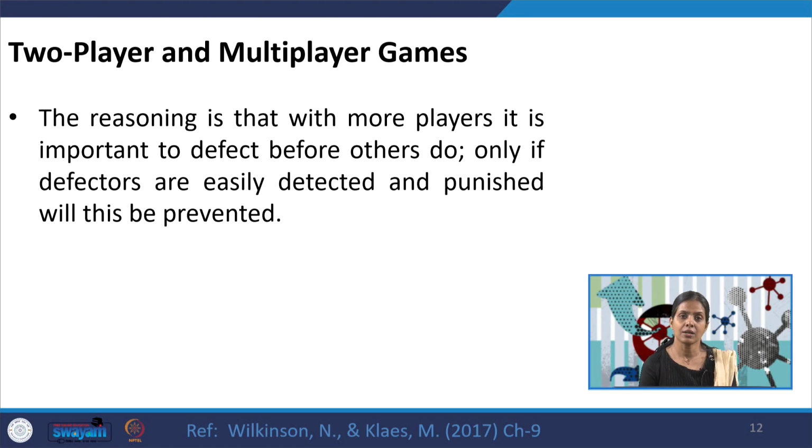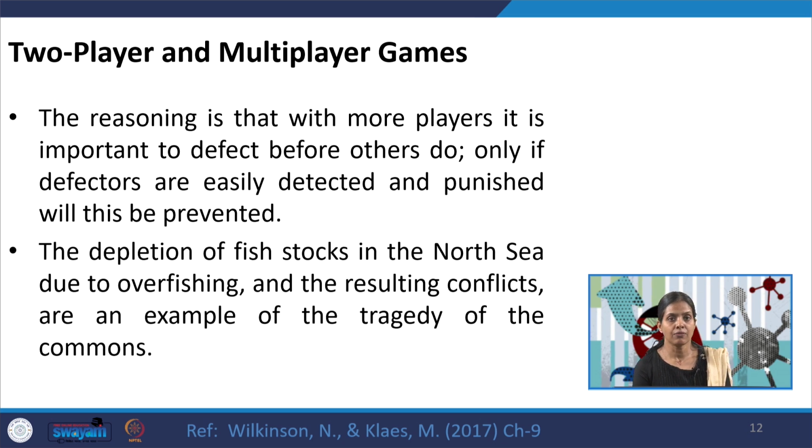The reasoning is that with more players, it is important to defect before others do. Only if defectors are easily detected and punished, this will be prevented. The depletion of fish stocks in the North Sea due to overfishing and the resulting conflicts are an example of the tragedy of the commons. We will talk about more such instances while discussing behavioral games.